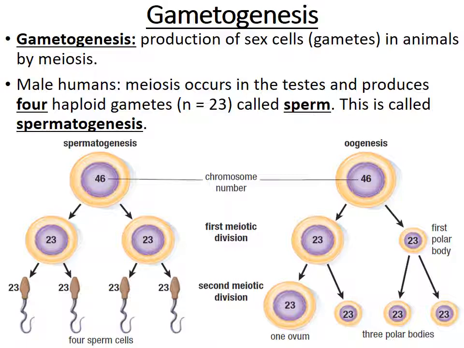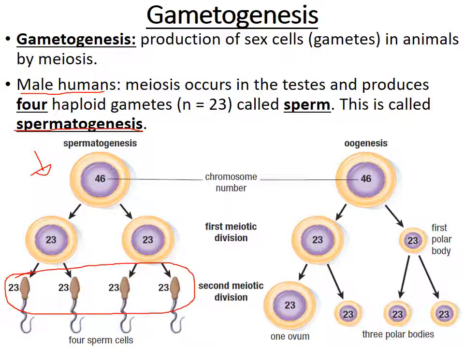So we're just going to finish off by taking a look at gametogenesis, which is the production of gametes in animals, and that happens by meiosis. But it's different in males and in females. So in males, gametogenesis has a special name. It's called spermatogenesis, basically the creation of sperm. You'll notice that here we have spermatogenesis on this side. You start off with a diploid cell, it goes through meiosis 1, meiosis 2, and you get 4 sperm with 23 chromosomes each that are haploid. And those 4 sperm can be used in sexual reproduction.